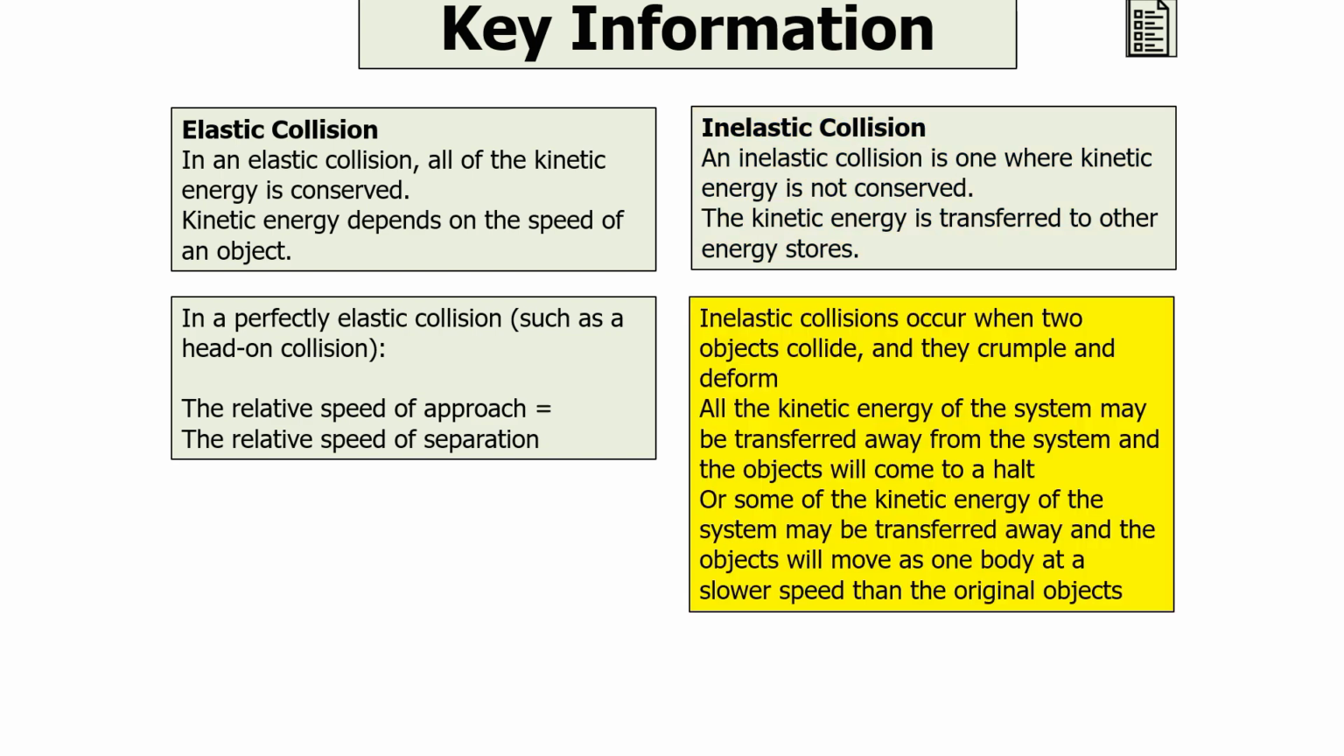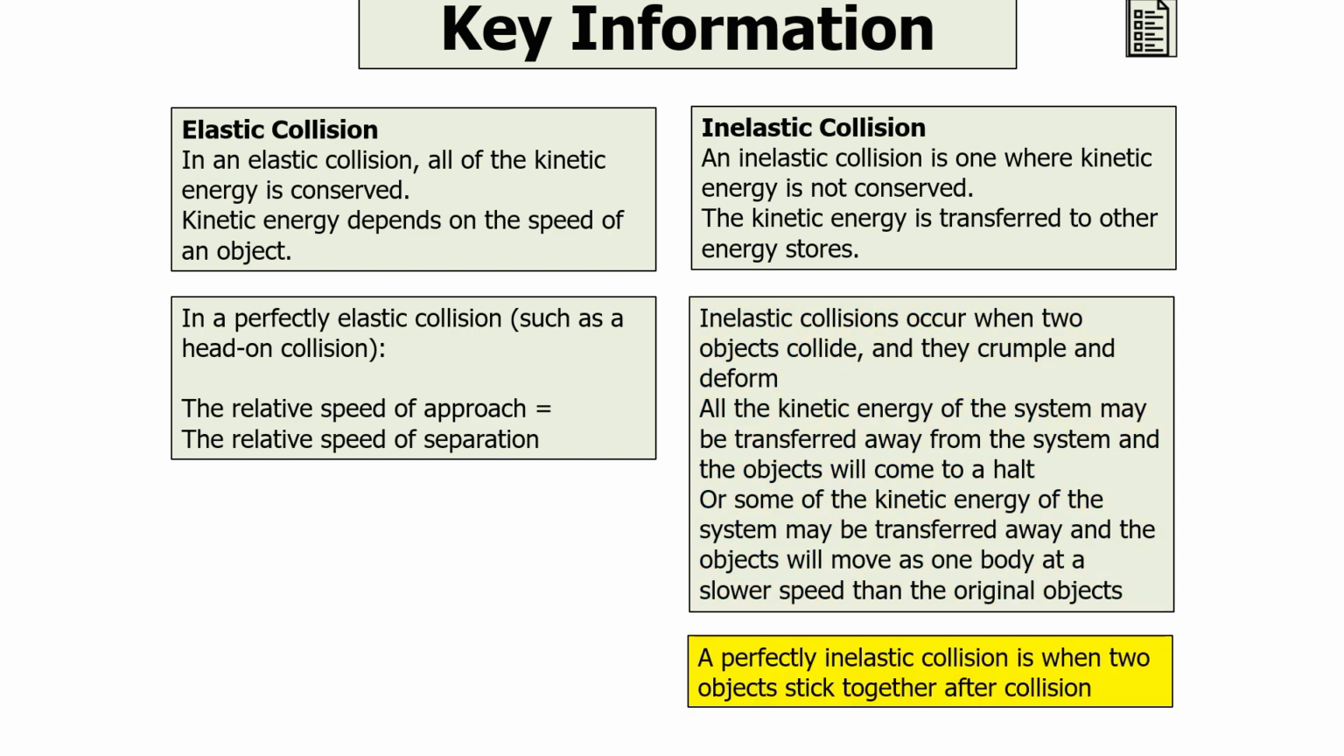Inelastic collisions occur when two objects collide and they crumple and deform. All the kinetic energy of the system may be transferred away from the system and the object can come to a halt. Or it may be that some of the kinetic energy of the system may be transferred away and the objects will move as one body at a speed slower than the original objects. In theory, a perfectly inelastic collision is when two objects stick together after the collision.